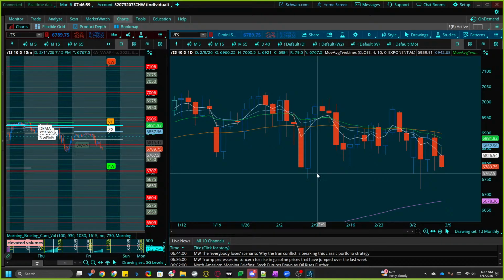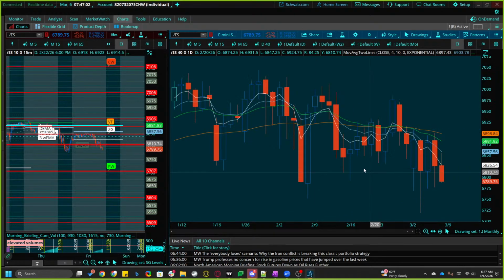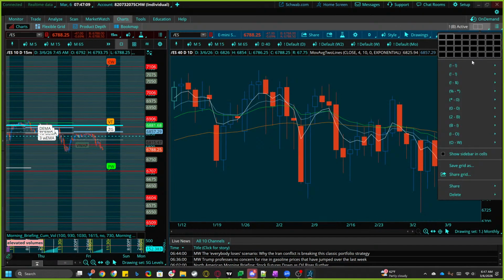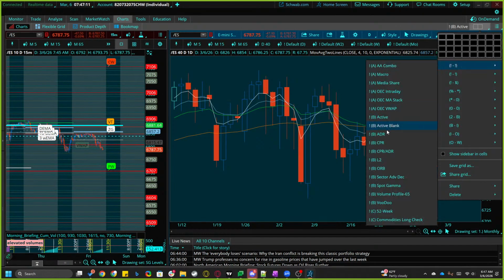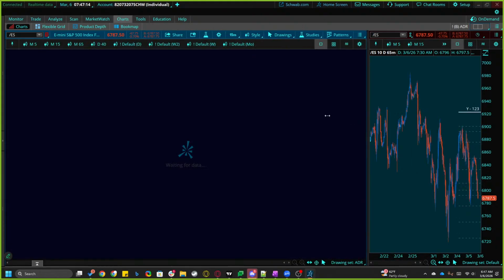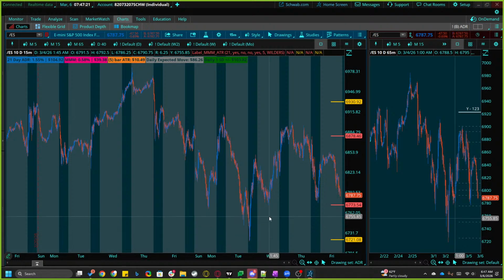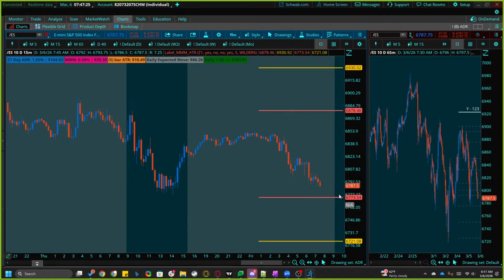But it would take one heck of a headline. And it's not going to be an economic calendar event like non-farm payrolls. It's going to need to be something off the books. We're in between the ADRs. Although we are getting close to the lower ADR, we're going to need to get an inside day breakout to get there.